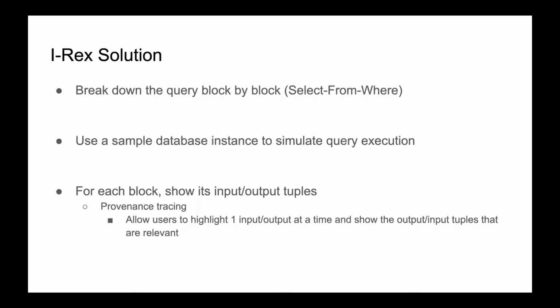So our solution is to have this debugger that breaks down the query block by block, and we have a sample database instance to simulate these query executions that users can play around with. For each block, we also have its input and output tuples, and we have a tracing feature where users can highlight different inputs at a time, and it'll show the corresponding relevant outputs in the intermediate tables.